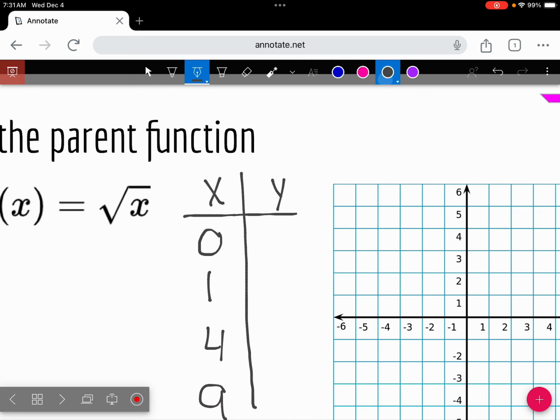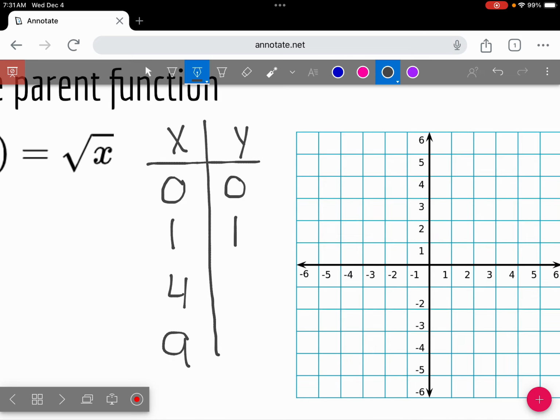This is the only time when we're picking x values for a parent function that we use not -2, -1, 0, 1, and 2. This is the only one. When it's square roots, we pick perfect squares. Because the square root of 0 is 0. The square root of 1 is 1. The square root of 4 is 2. And the square root of 9 is 3.